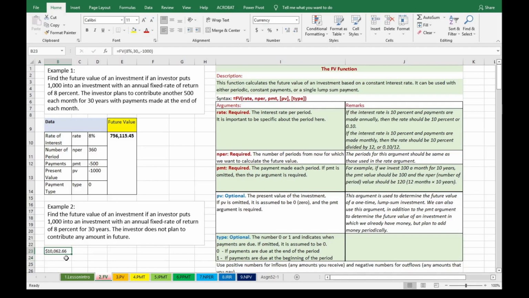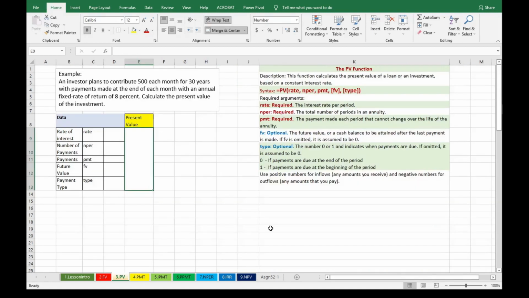So at the end of 30 years he will get 10,062. Now let's look at the PV function, the present value function. This function calculates the present value of a loan or an investment based on a constant interest rate. The syntax for this is PV, then we have rate, NPER, PMT as required arguments, and FV and type are optional arguments. So rate is the interest rate per period.